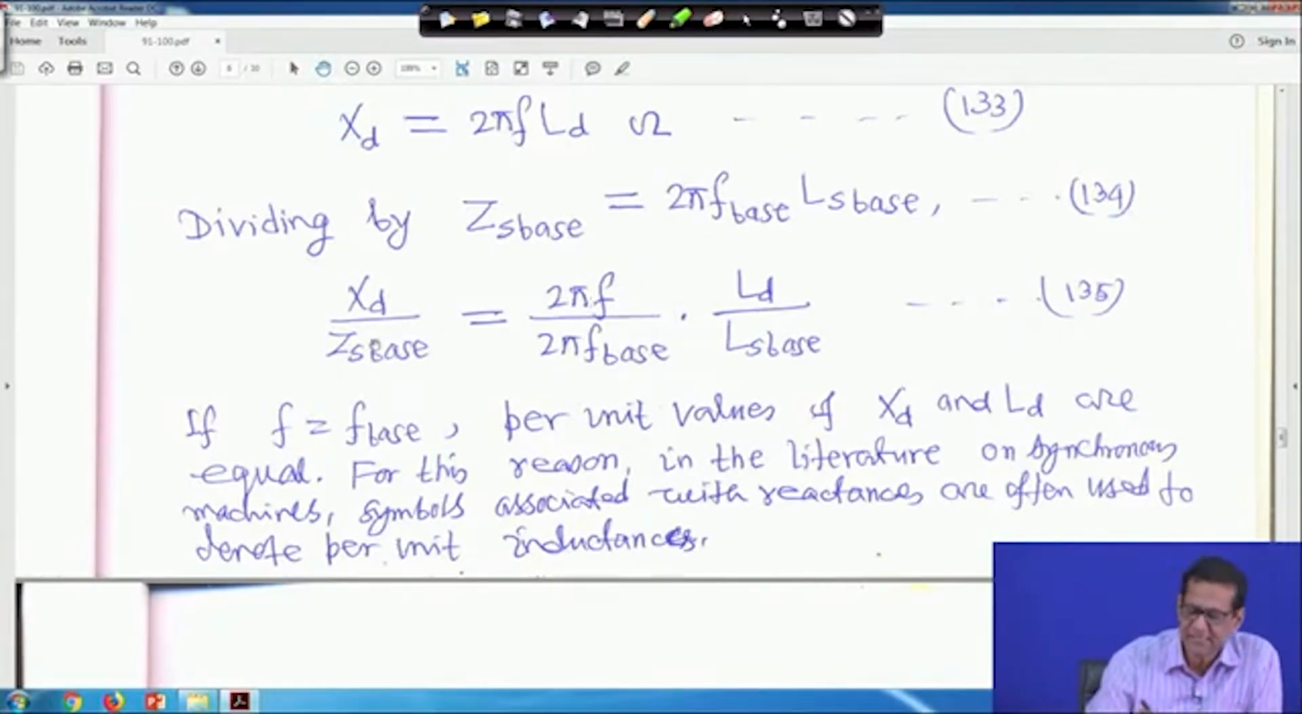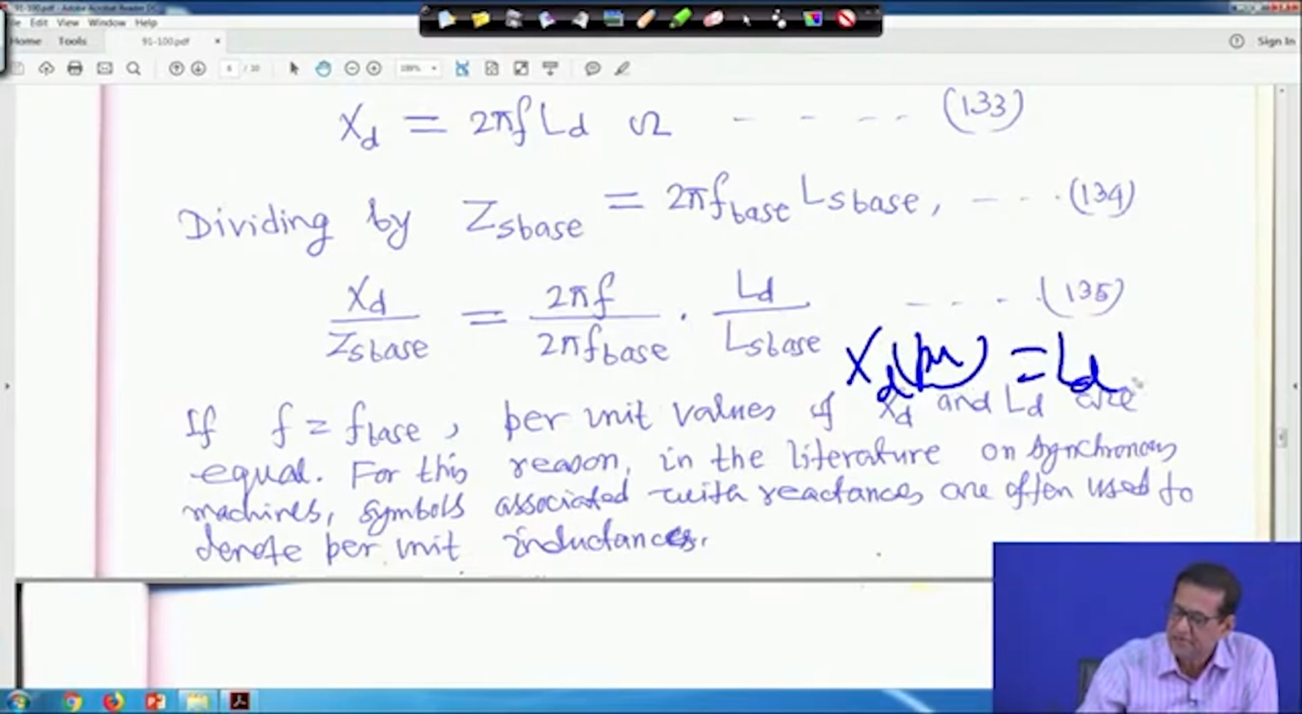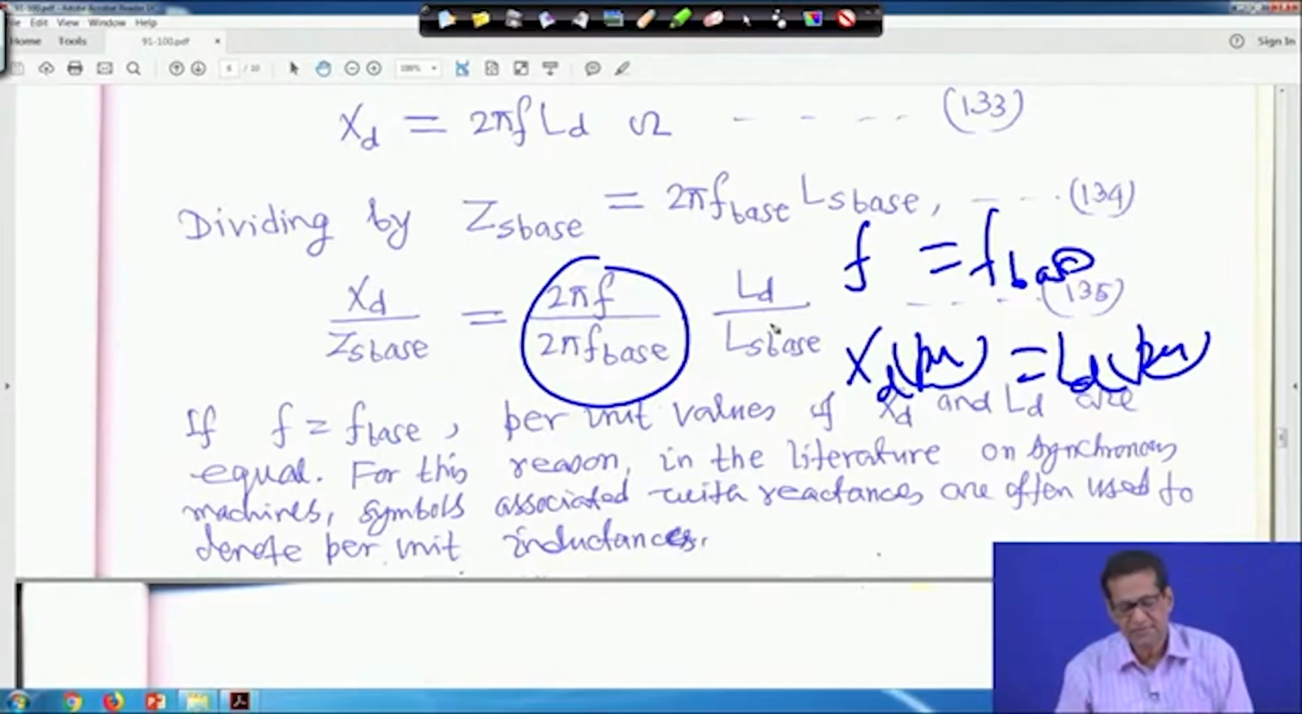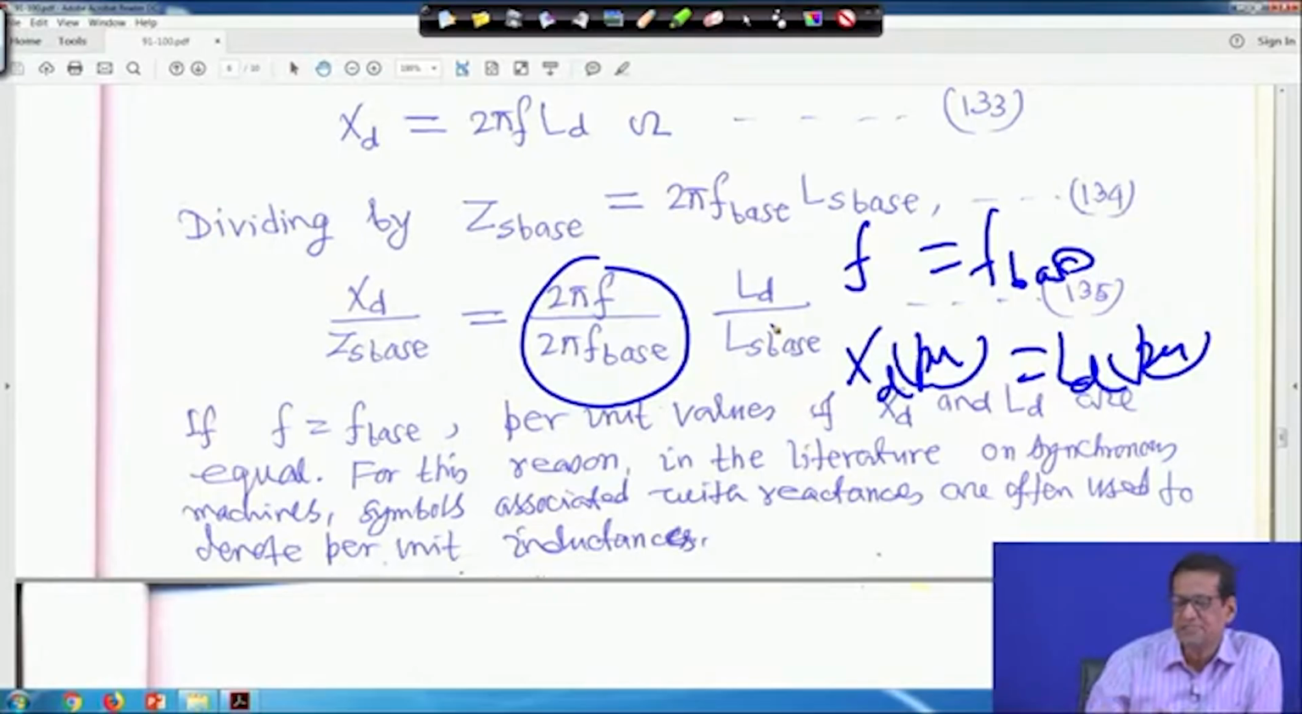So that's why this XD per unit is equal to LD per unit, and here F is equal to F base. You put F equal to F base, so this term will be unity, so XD per unit is equal to LD per unit. So suppose the inductance is given in per unit and you require reactance per unit for the numericals, then in that case inductance per unit means per unit reactance.